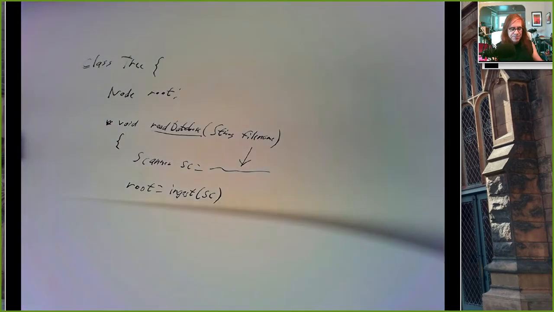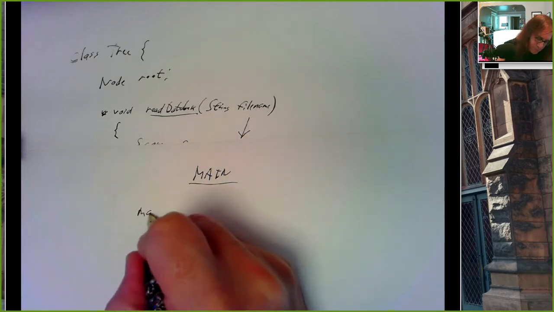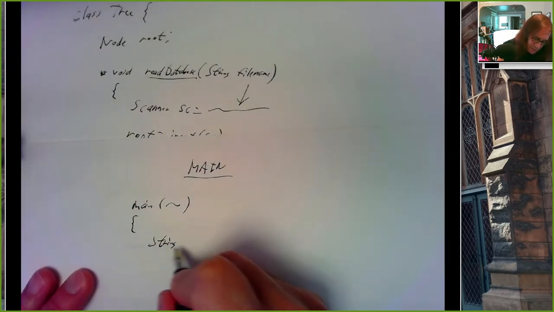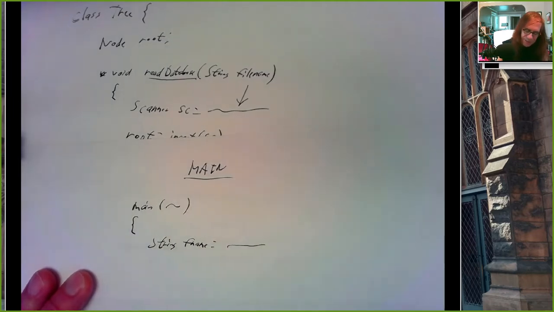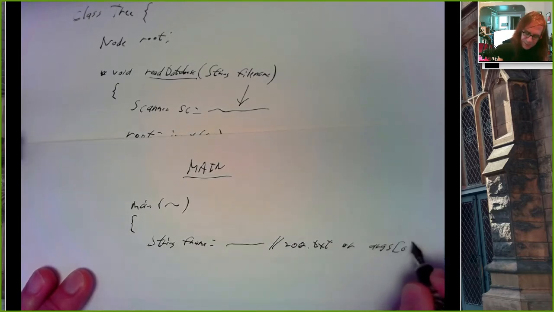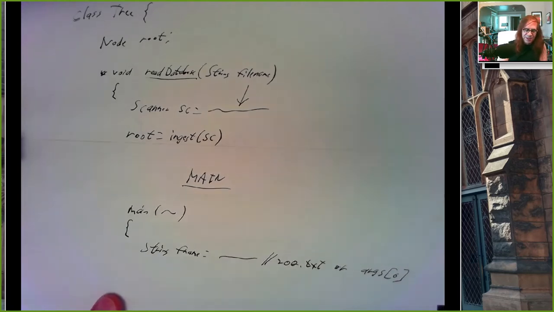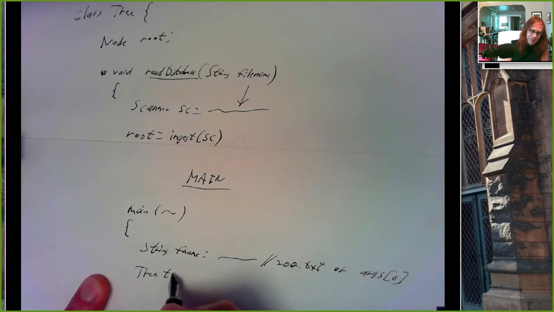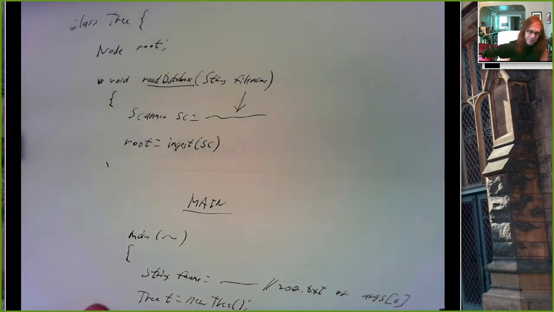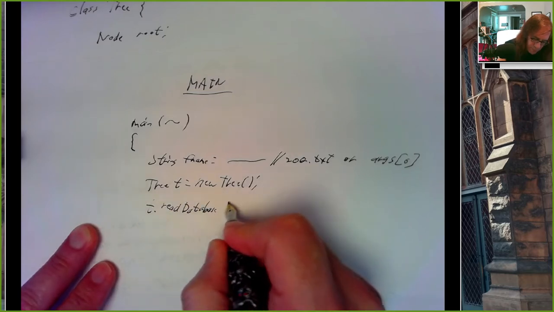And then in your main program, you can do something like this, right? String. Figure out your file name, which is either 20q.txt or the first argument from the command line. So look at args.length, right, to decide. But set up your file name, and then you can do something like Tree t equals new Tree, t dot read database, and pass it that file name.